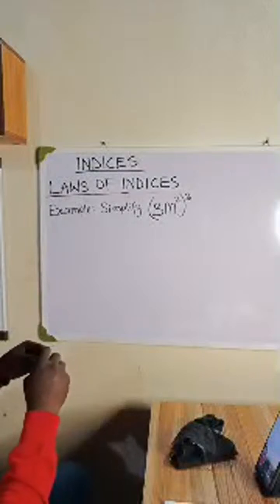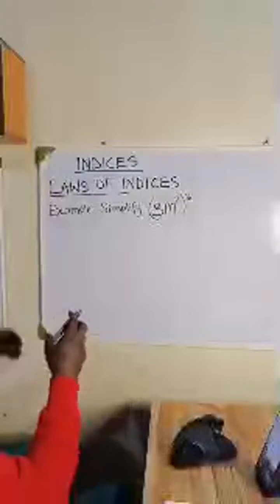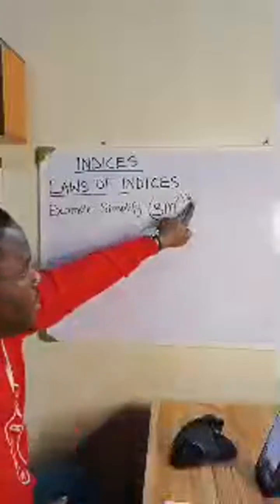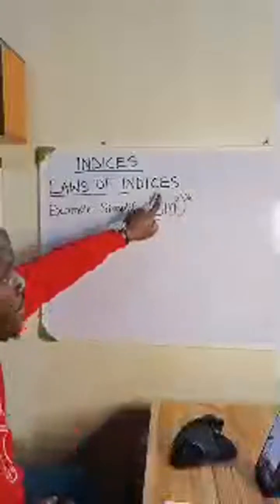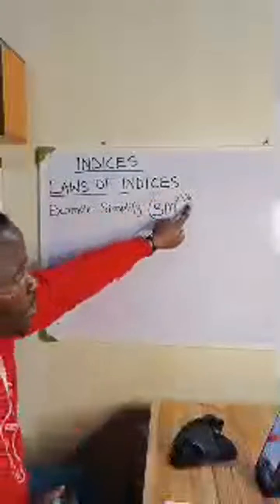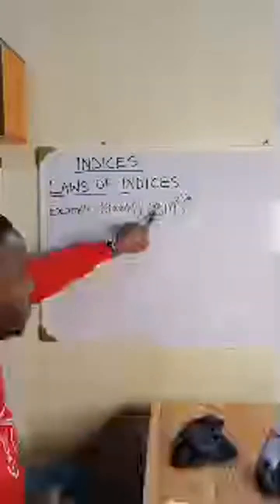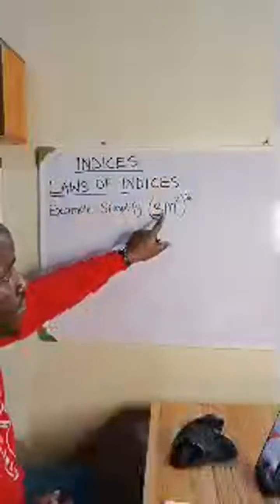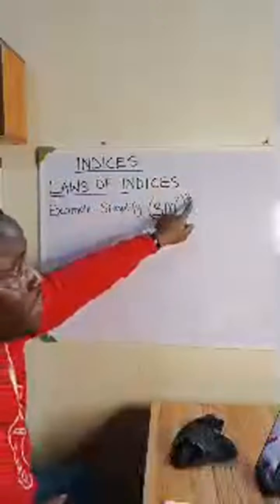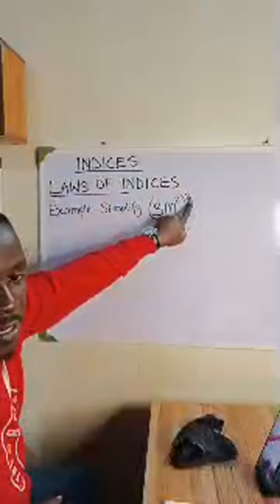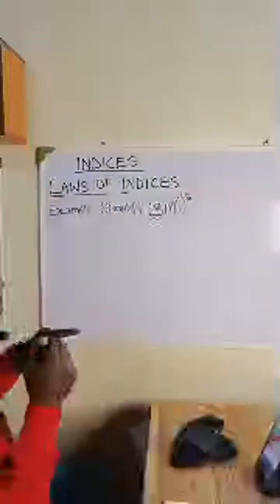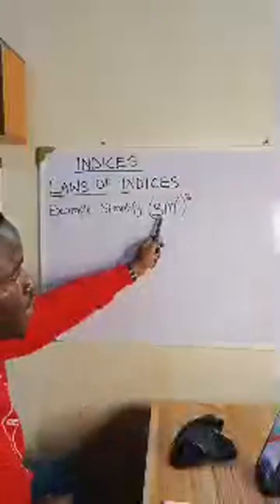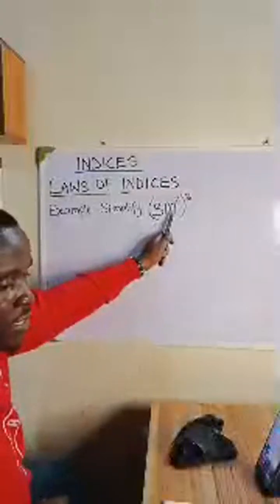Let's solve. Let's see it. So this exponent belongs to everything in this parenthesis. Very important. So every value in this parenthesis partakes of this exponent of 3. So this means 3 is going to partake of it and m is going to partake of it.